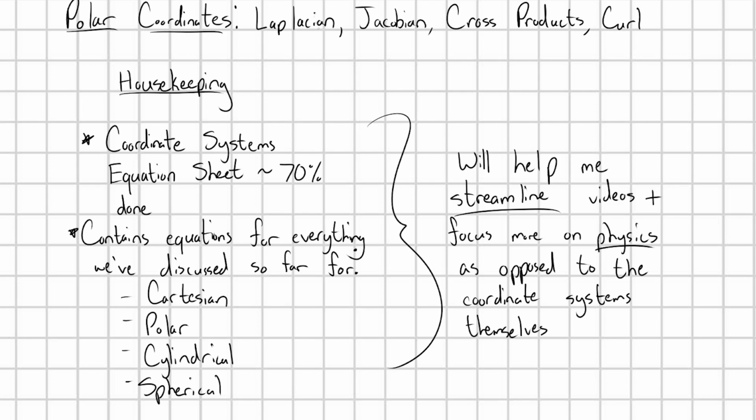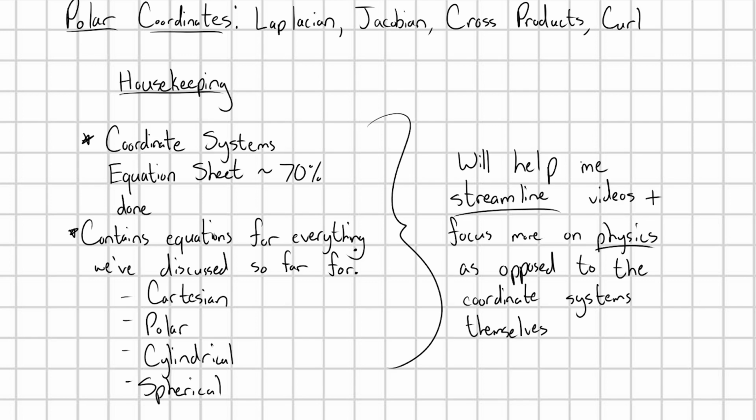And of course, these are going to be the last couple here. Really, the Laplacian, Jacobian, and equation for curl are going to also be on that equation sheet for each of the four coordinate systems, right? And it's very important for me to get that equation sheet done because here's what it's going to do. It's going to help me streamline my videos, get video times down, and focus more on the physics as opposed to the coordinate system that I'm working in, right?